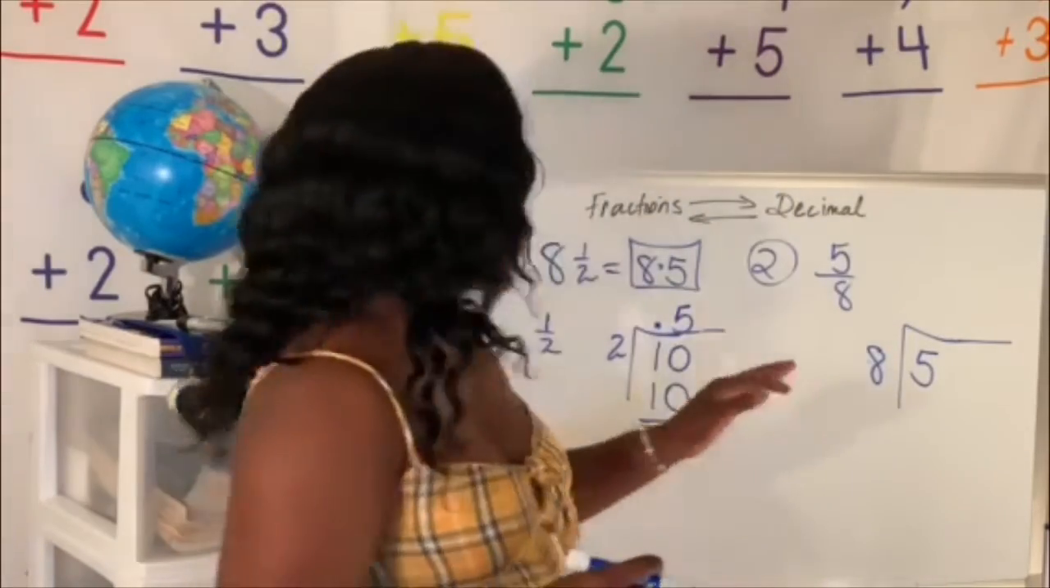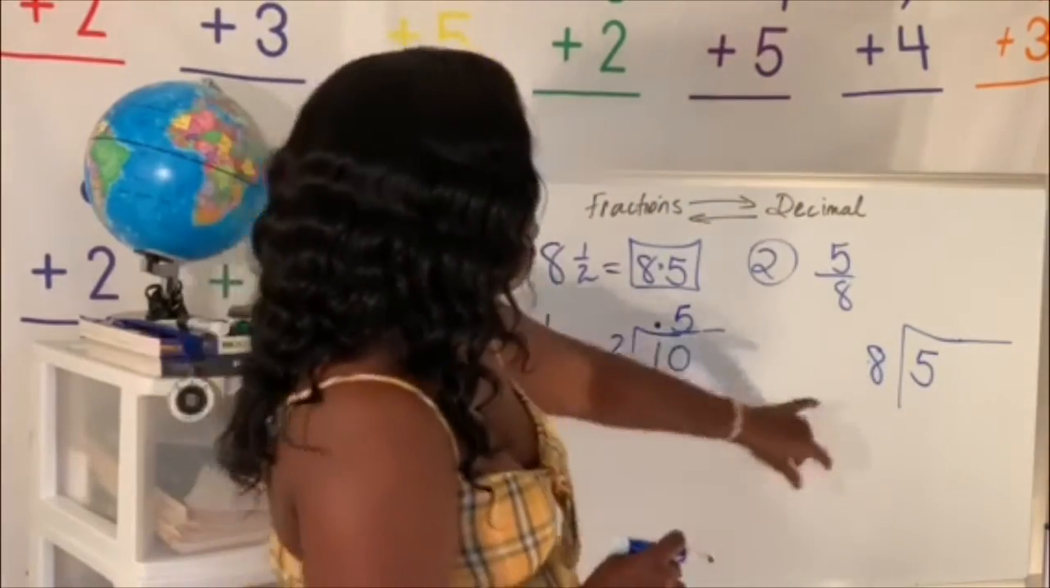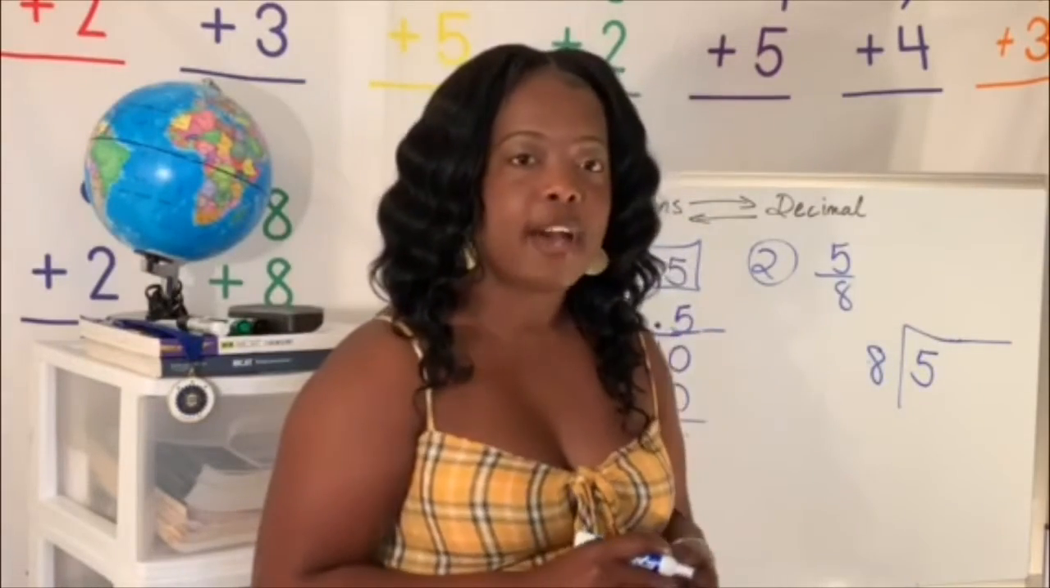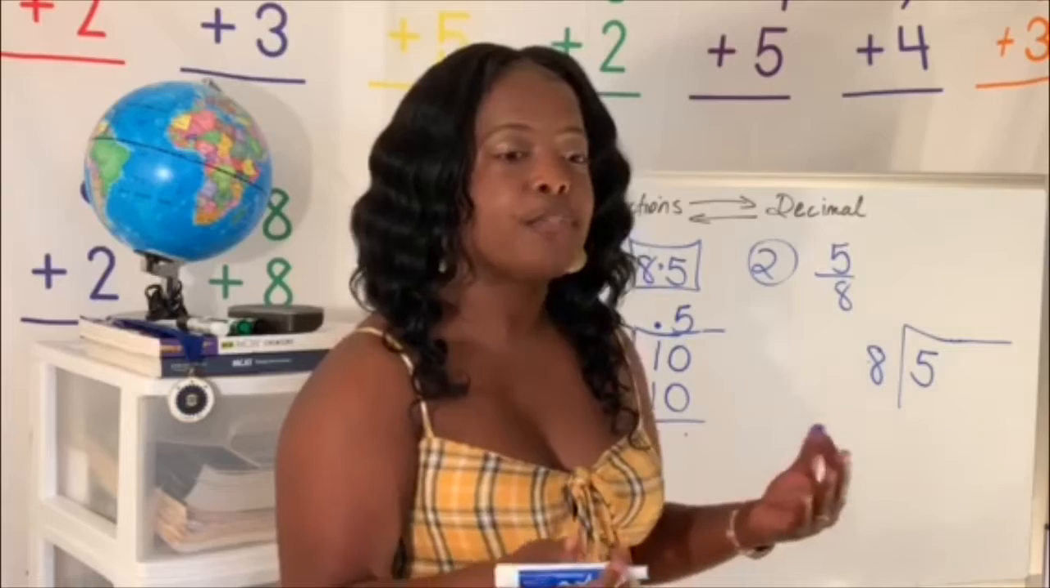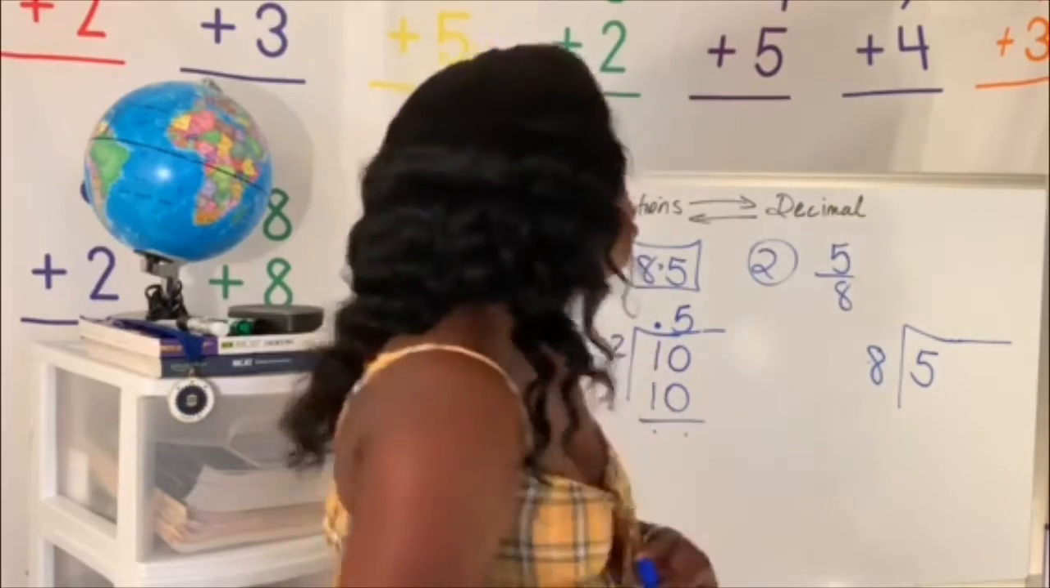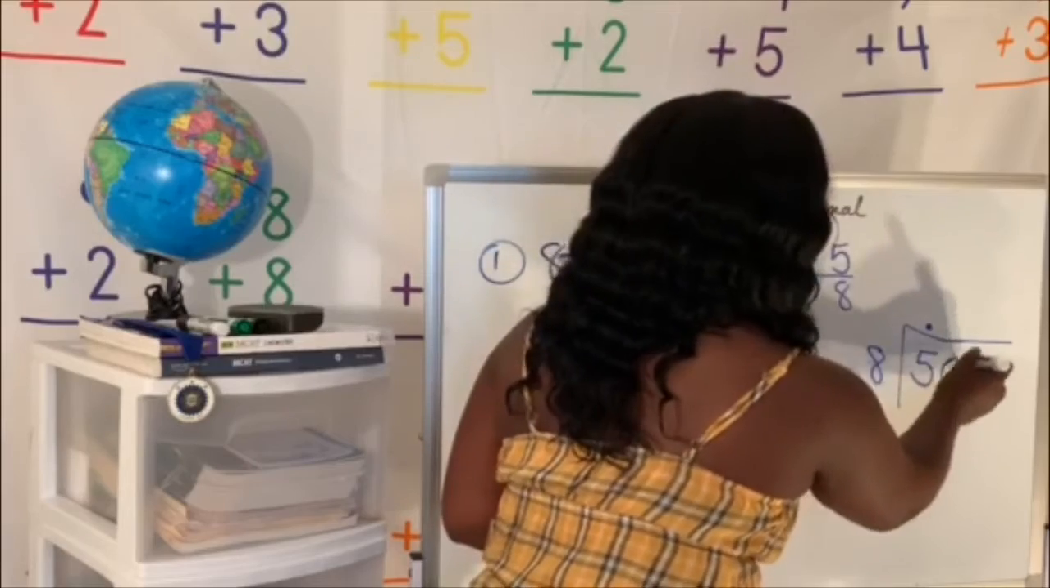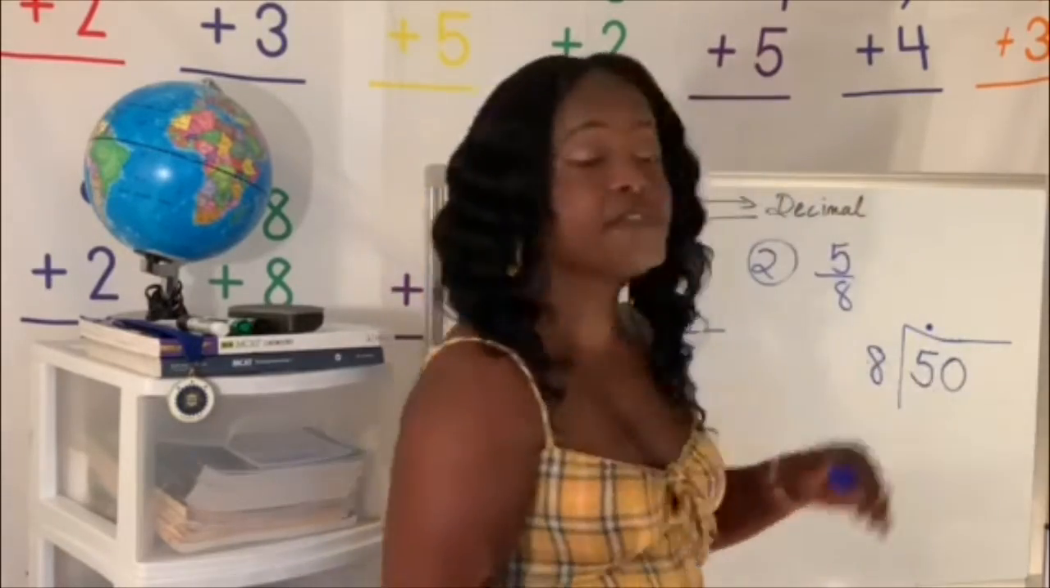So now again, we're going to do the same thing like we did here. How many times can I get 8 in 5? We know that we cannot get 8 in 5. So because we cannot get 8 in 5, we know that our answer is going to be a decimal. So we're going to go ahead and add a decimal point here and add a 0. So now we have 50.